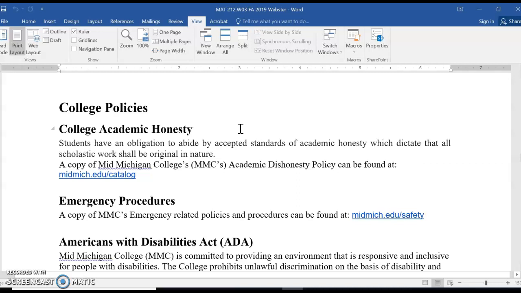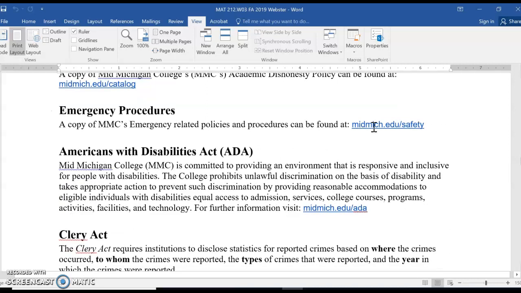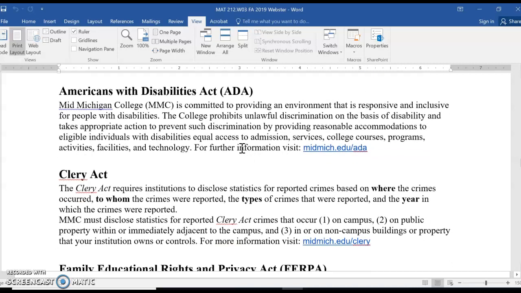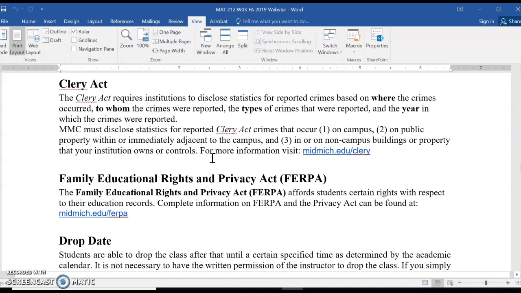Some college policies here. If you want to find MIDS academic dishonesty policy, you can find it by clicking there. Emergency procedures are all clicked here. If you do have a disability and need some accommodation, let me know. All of the videos are supposed to be closed captioned, so if that doesn't work, let me know and we can try to add those. The Clery Act talks about reporting of crimes at the university, or at the college, I should say. So you can find those things here.